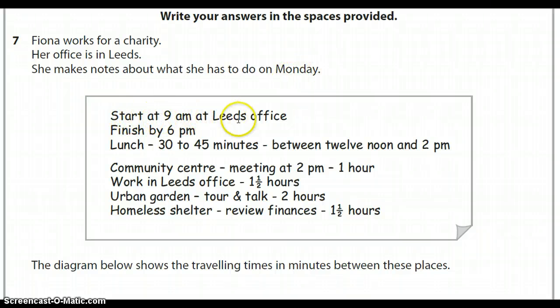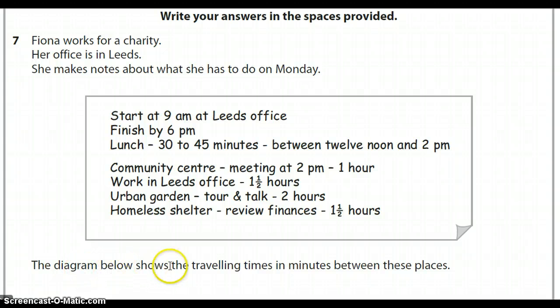Start at that time at Leeds office. Finish by that time. Lunch that many to that many minutes between 12 noon and that time. Community centre meeting at that time for that long. Work in Leeds office that many hours. Urban garden tour and talk that many hours. Homeless shelter review finances that many hours.